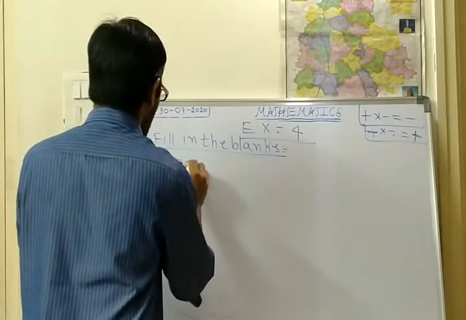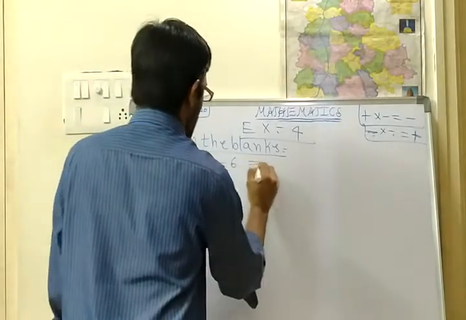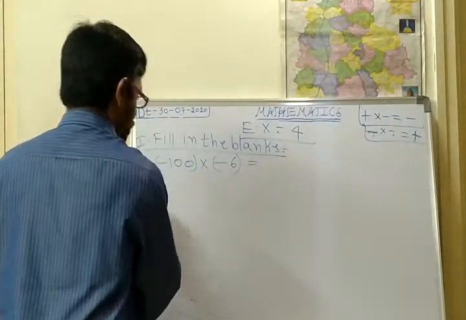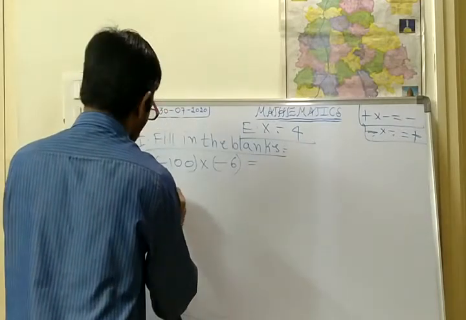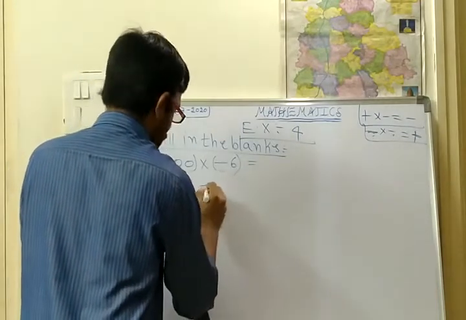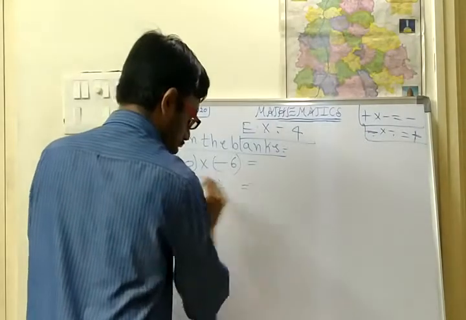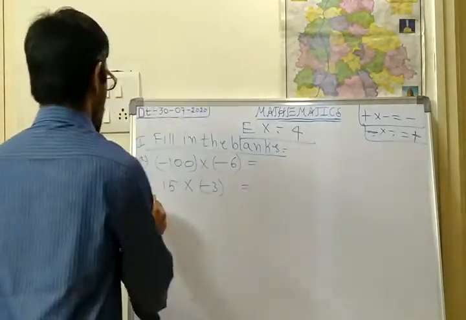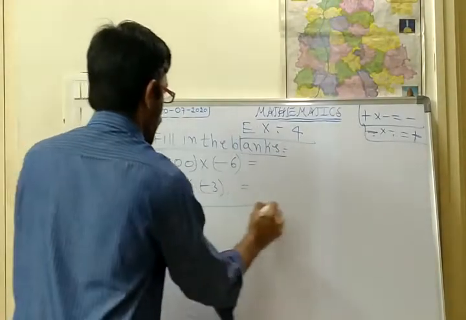Minus 100 into minus 6. I am writing. Second one, B: 15 into minus 3. These two are from the first bit.